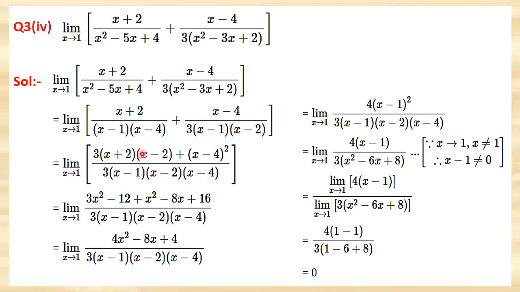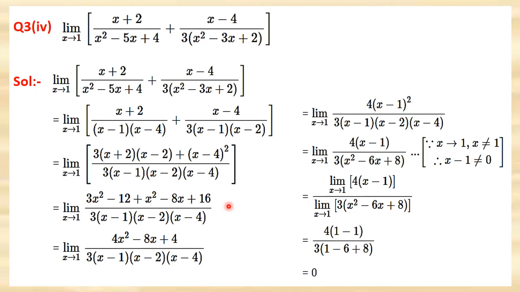Now open the brackets, that is expand the terms. 3 into x plus 2 into x minus 2 is of the form x square minus 2 square, that is 4. So it is 3 into x square minus 4, which is 3x square minus 12, plus x minus 4 the whole square, which is of the form a minus b the whole square. So x square minus 2ab term is 8x, minus 8x plus 16, and the denominator as it is.